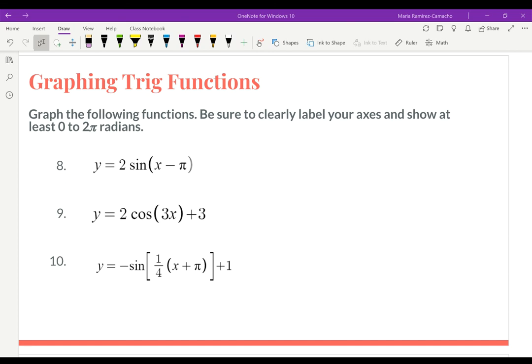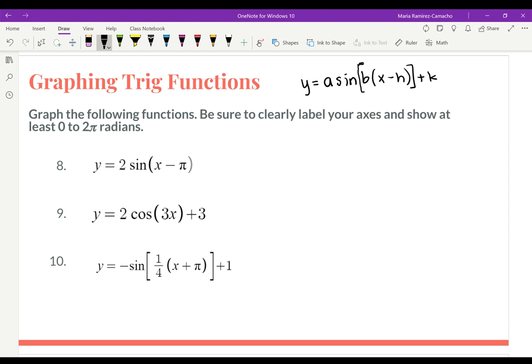For problems 8 through 10, we're going to graph the following functions. Be sure to clearly label your axes and show at least 0 to 2 pi radians. A reminder, the general form for a trig equation is a times, I'm going to use sine, but this goes for cosine as well, a sine of b times x minus h plus k. And sometimes you'll see those big brackets around the b times x minus h. That doesn't mean anything other than just an extra set of parentheses.